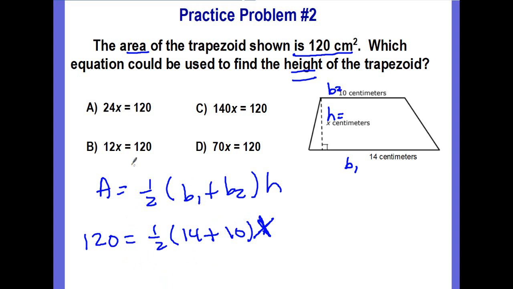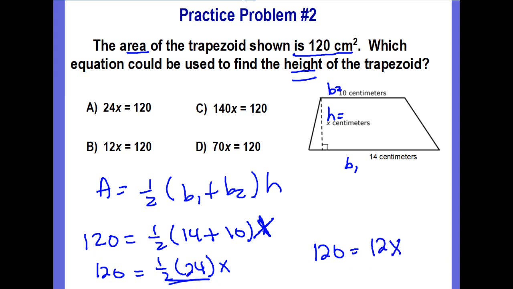All right, so do we see anything like this? No, you can tell there are no parentheses in our answer choices, so that means they've done some math here. So let's do 120 equals 1/2, 14 plus 10 is 24, times x. Okay, I'm not seeing any 1/2, so that tells me they probably went ahead and took half of 24. So 120 equals half of 24 is 12 times x. Do we see this anywhere? We sure do, right here for B. 12 times x equals 120. All right, nice job.